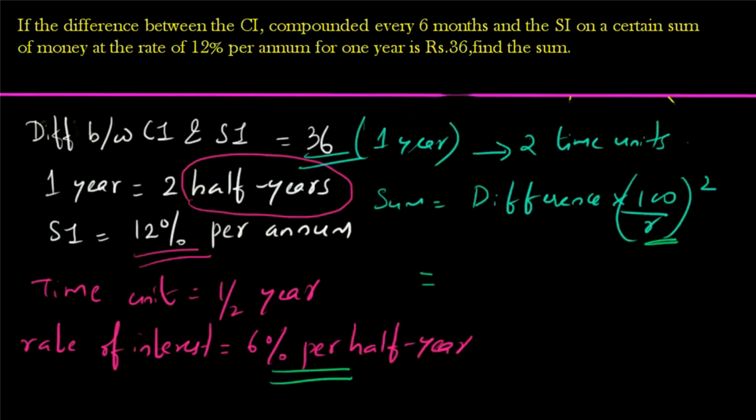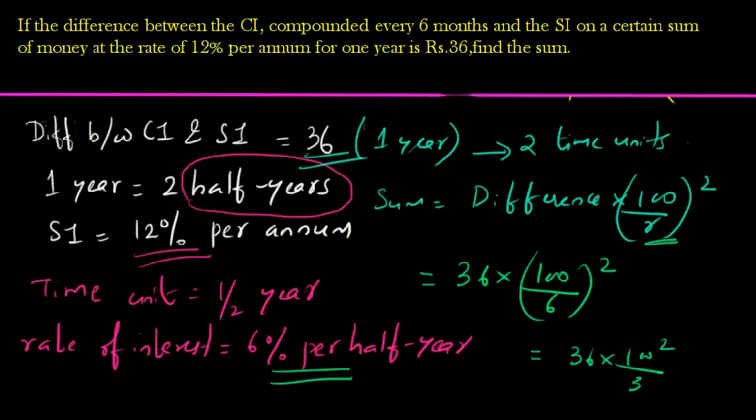So our sum will be equal to, our difference is 36, so 36 into 100 divided by 6 the whole square. So what will you get? 36 into 100 square divided by 36. So 100 square will be your principal. Your principal will be equal to 10,000.